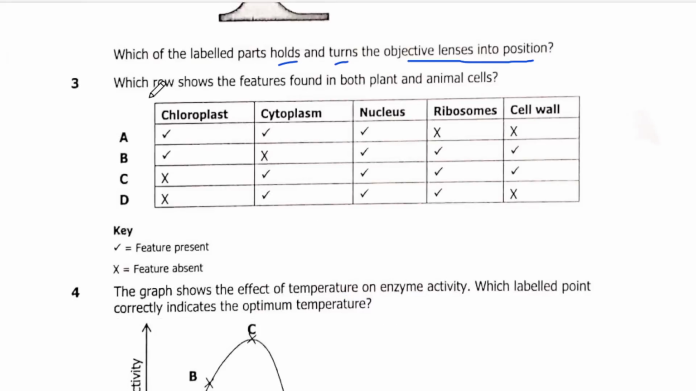Question 3. Which row shows the features found in both plants and the animals? So we have chloroplast. This is only present in plants. Cytoplasm, yes, present in both. Nucleus, yes, we are going to have it in both. The ribosomes, we are going to have them both in plants and the animals. The cell wall won't be present in the animals. So here the correct answer is D, because the chloroplasts are absent in animals and the cell wall is also absent here. So the correct answer here was D.